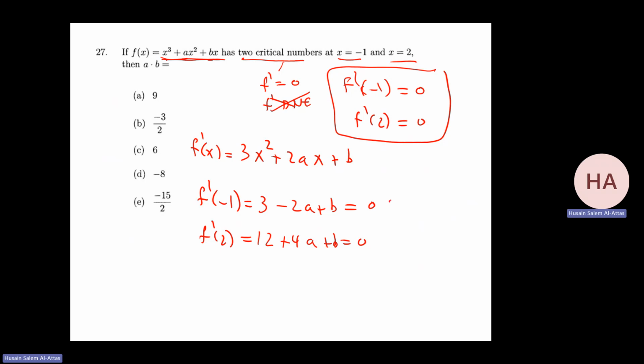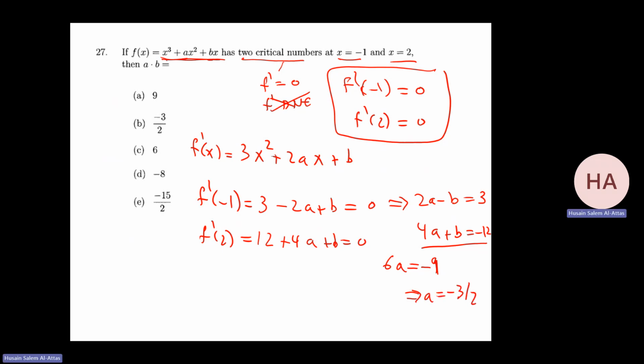So let me arrange it. Take everything to the other side. 2a minus b equal to 3. And in this one, 4a plus b equal minus 12. Add them. So I have 6a equal minus 9. Okay. So a will be minus 3 over 2. Hopefully I did not make a mistake.